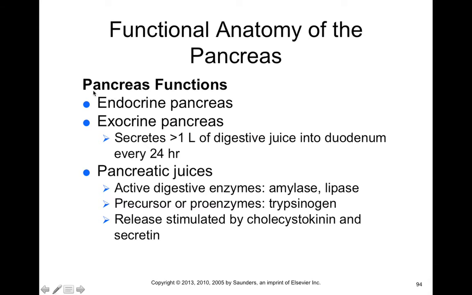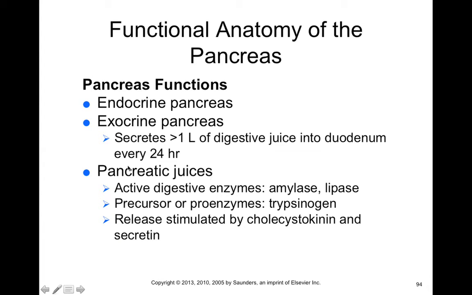Now, the functions of the pancreas include endocrine and exocrine functions. The endocrine function of the pancreas is that hormones like insulin, glucagon, and somatostatin are released by the pancreas, and those are involved with regulation of metabolism. The exocrine function of the pancreas is involved with digestion. And it turns out our pancreas can make over 1 liter of digestive pancreatic juice every day.